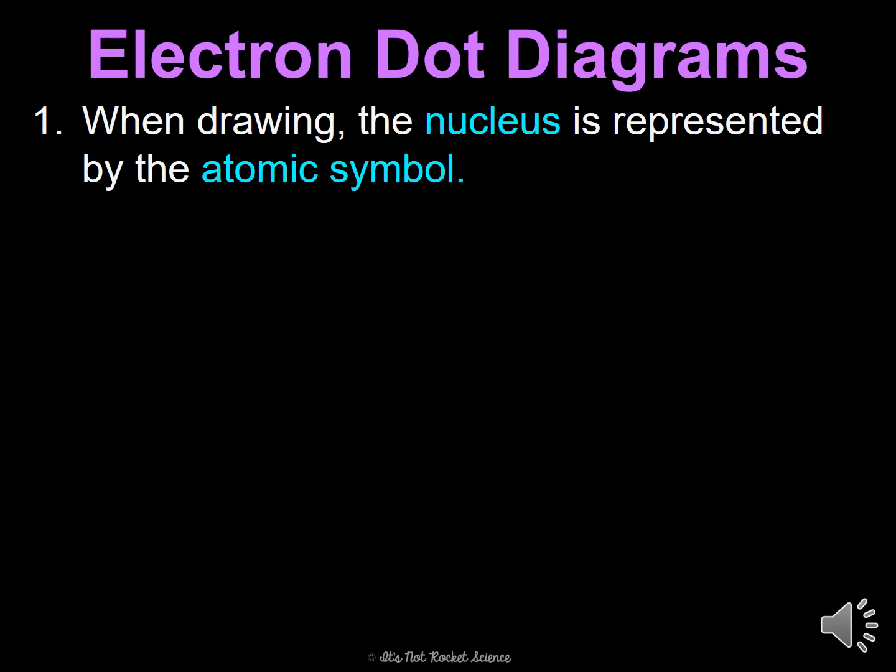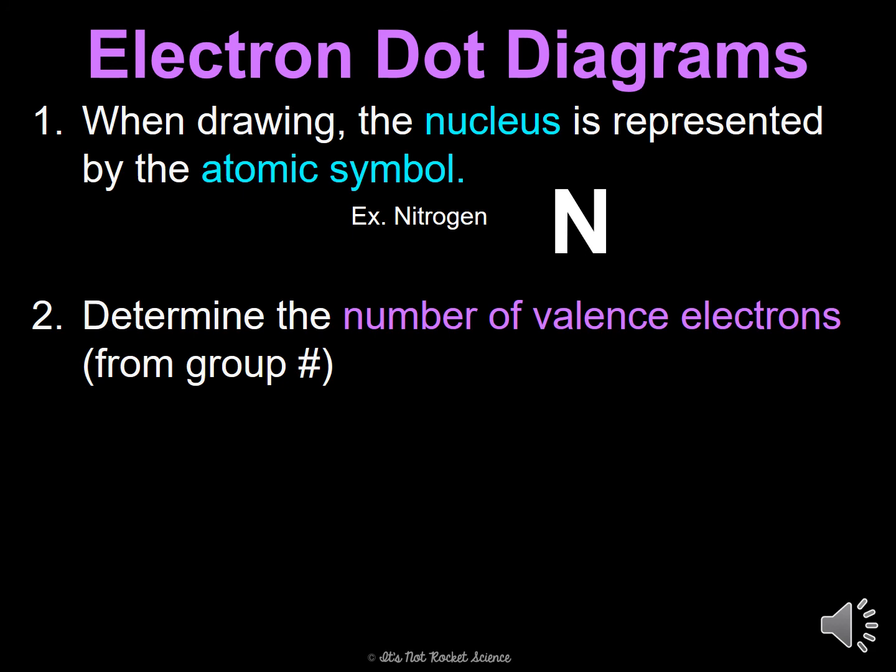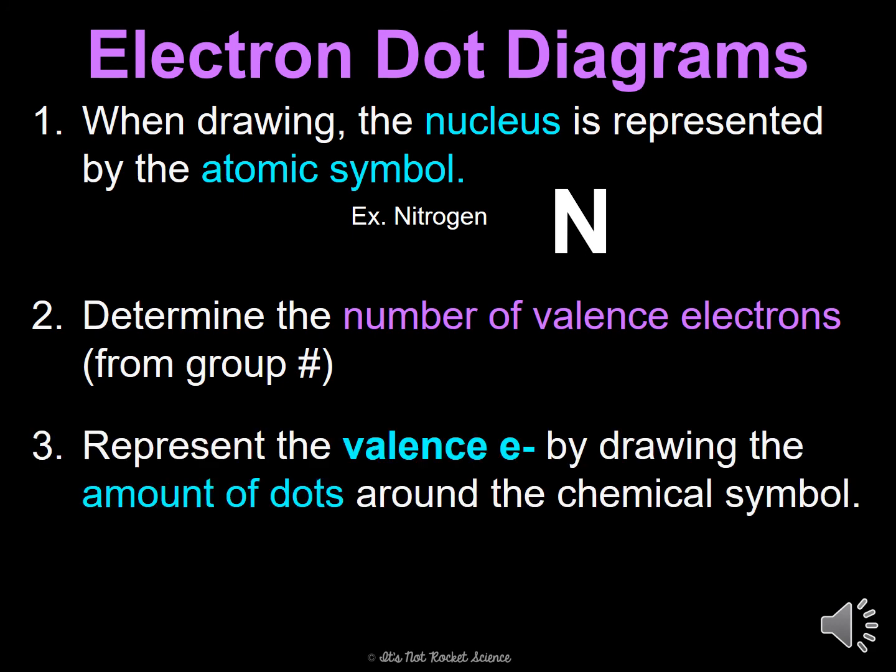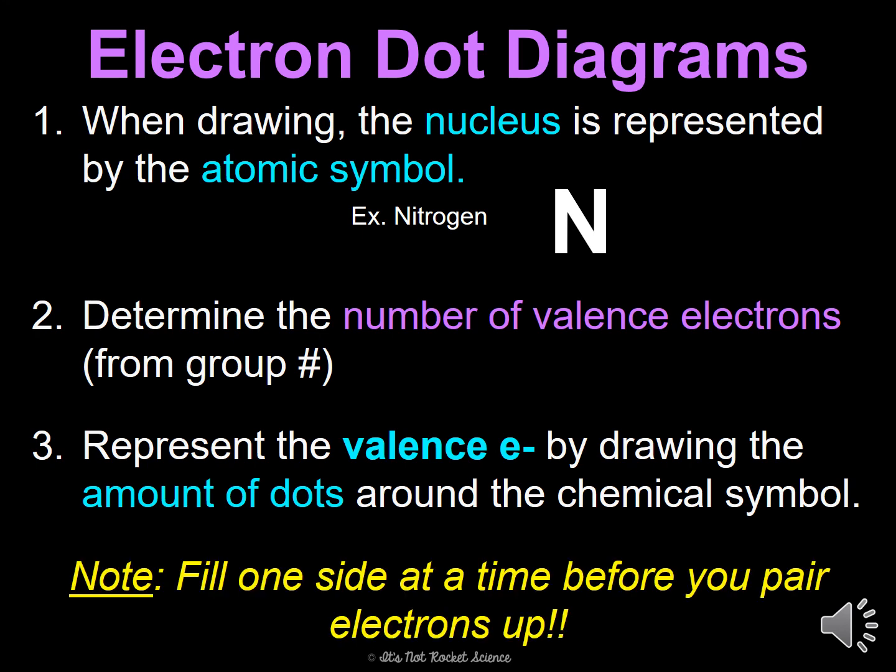The nucleus is represented by the atomic symbol, nitrogen is N. Determine the number of valence electrons from the group number and represent the valence electrons by drawing that many dots around the chemical symbol. So nitrogen, we know, is in the 15th group, meaning it's going to have 5 valence electrons. You're going to fill one side up before you pair electrons. So 4 sides: top, right, bottom, left. So 1 valence electron, 2, 3, 4, and then we're going to start pairing them up, starting there at 5. So that is what our electron dot diagram looks like.